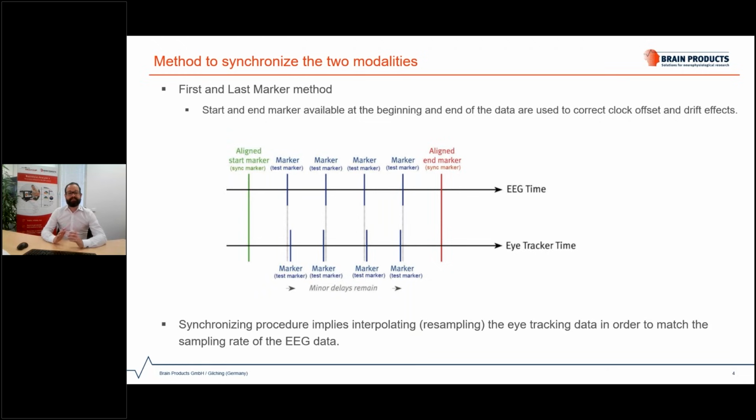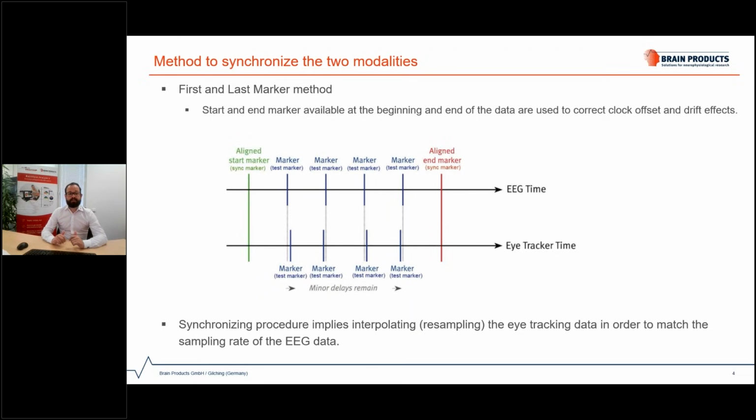And then we can actually test afterwards if there are still some residual delays. That there are some delays is actually quite normal, but we can check that they are as minimal as possible. And I will also show you how this can be done. And for example, we would use other common events, like the stimulus markers.